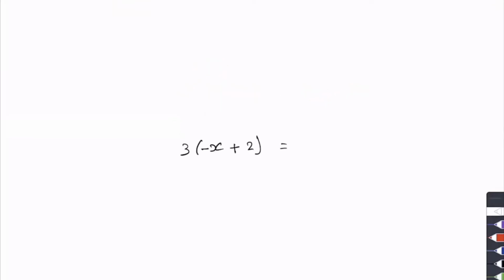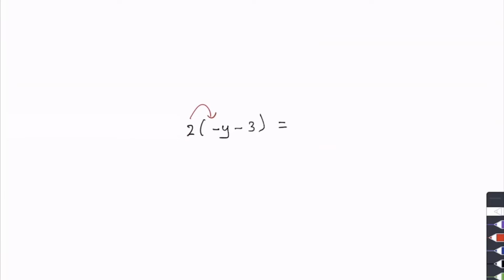Now in this one, we can see a minus x. So let's see what we're going to do here. It says 3 times minus x. Well, a positive number multiplied by a negative number gives you a negative. So we know that our answer here is going to be negative. And then 3 times x is 3x. Then we do 3 times 2, and that just gives us 6. So it's plus 6.